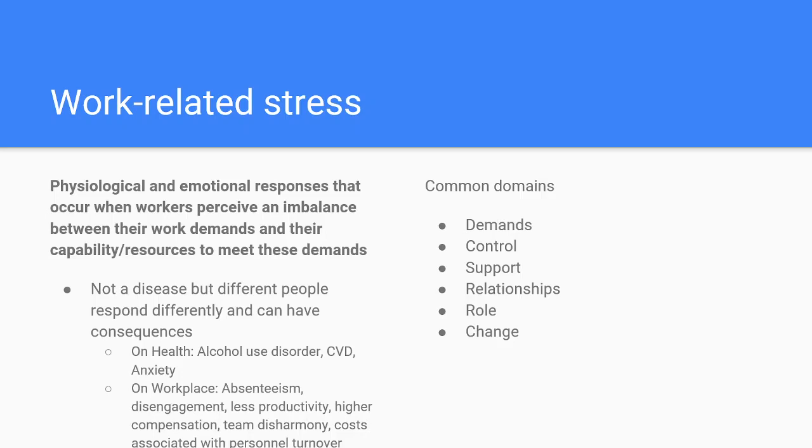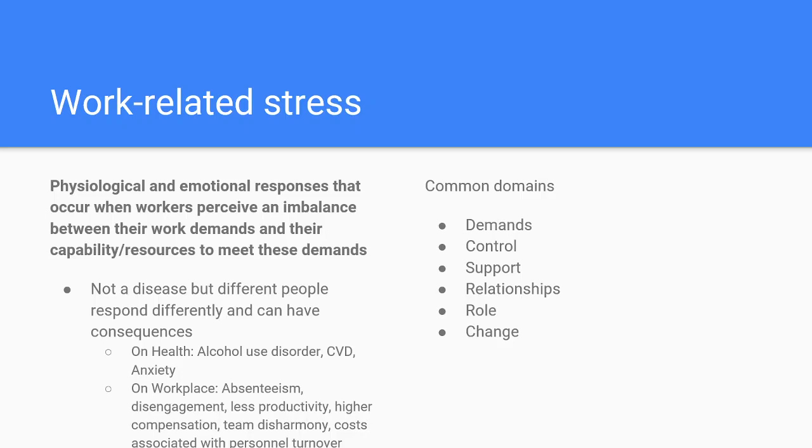So work-related stress is the physiological and emotional responses that occur when workers perceive an imbalance between their work demands and their capability or resources to meet these demands. So it's not a disease, but people do respond differently and it can still have consequences on health, on the work and on the workplace. Common things that you could think of are alcohol use disorders, cardiovascular disease, because you would have heard people say, oh yeah, this is raising my blood pressure, and then anxiety.